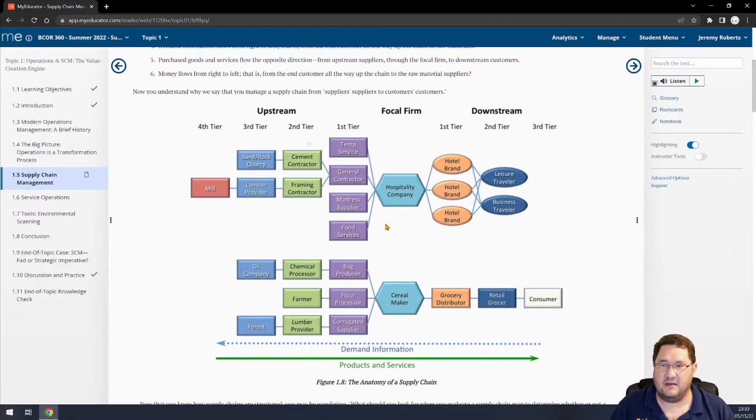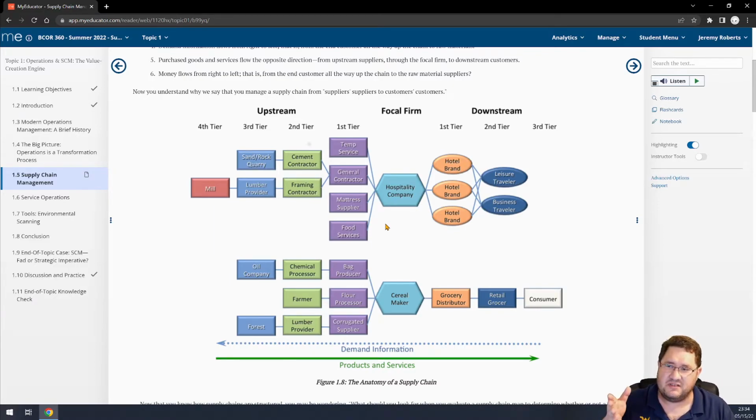So like it says, hotel brand. If we have Hilton as a hospitality company, we have the Hilton hotels, we have Hampton Inn and Suites, and so on and so forth. The leisure traveler and business traveler are there that would possibly use these brands. You could argue that there should be the booking websites, let's say Kayak, Priceline, all these other ones, to book your hotels. So there's different ways to look at this.